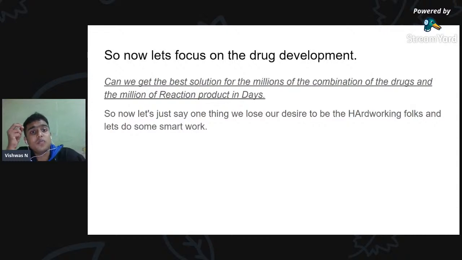Now let's focus on one thing. Let's lose our desire for only hard work and do smart work, because there is a requirement of hard work to some extent, but smart work is also required, because you are supposed to find a solution in days. You will not get years and years of research, you will not get tons and tons of hardware resources if you are not working in firms like Microsoft, Google, DeepMind. You do not have access to that kind of hardware.